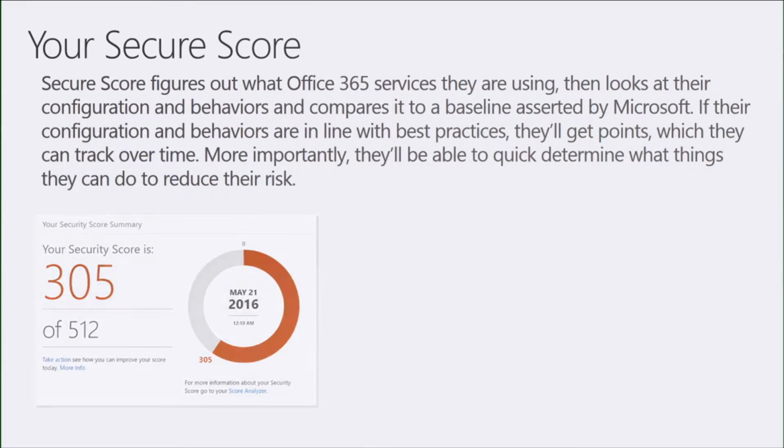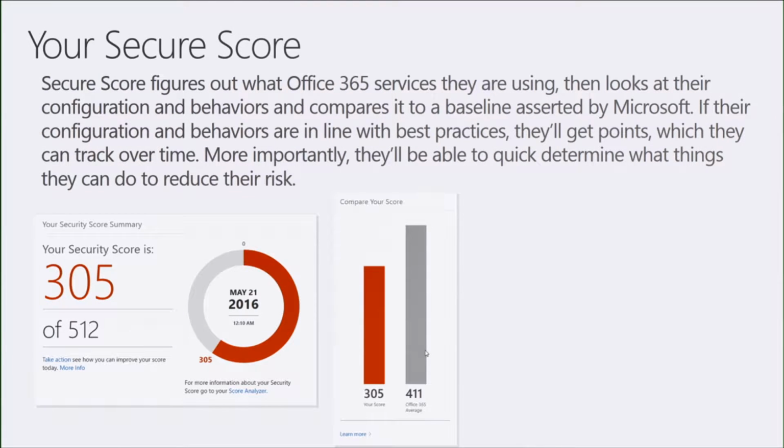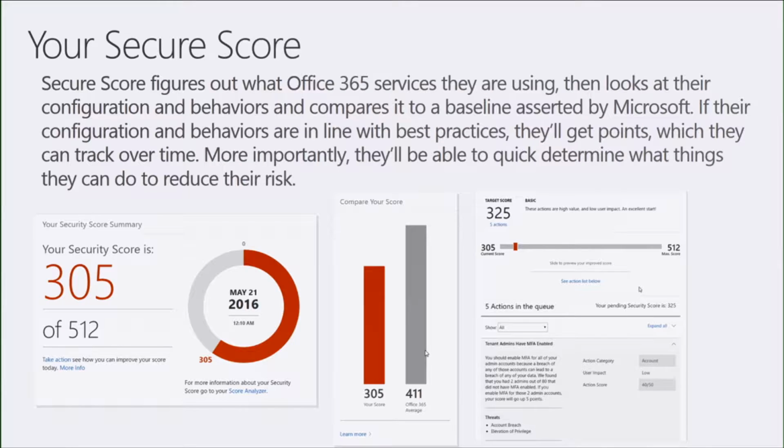So the score basically figures out what services you're using, so you only see things that are relevant to you, right? So if you're an Exchange-only customer, you won't have SharePoint and OneDrive for Business controls, you won't have Skype for Business controls, and vice versa for the other ones. We went out and we inventoried all the controls that exist in the services, about 77 of them.